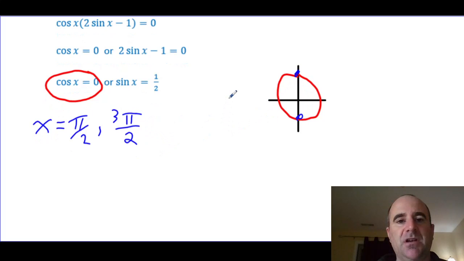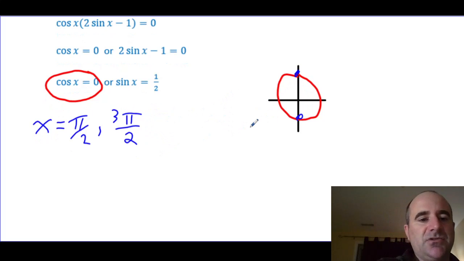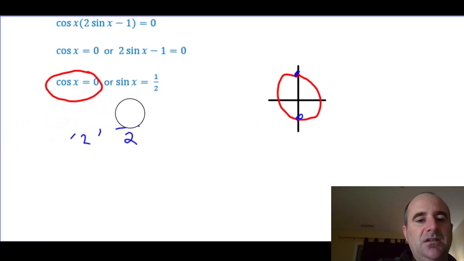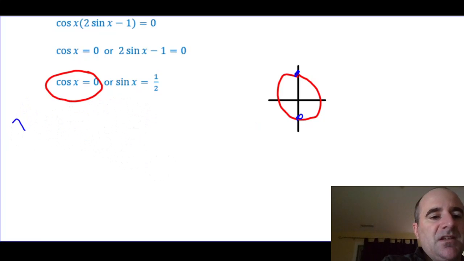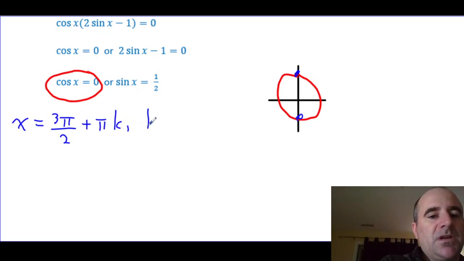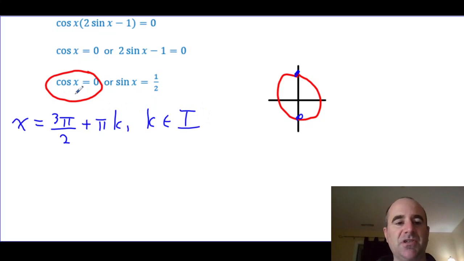So really, I'm going to erase these answers here that I've got. And I'm going to say the answer for this one is that x is equal to 3 pi over 2 plus pi k, where k is any integer. So that's my solution that corresponds to cosine of x being equal to 0.